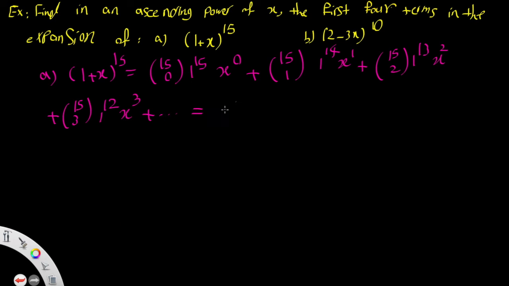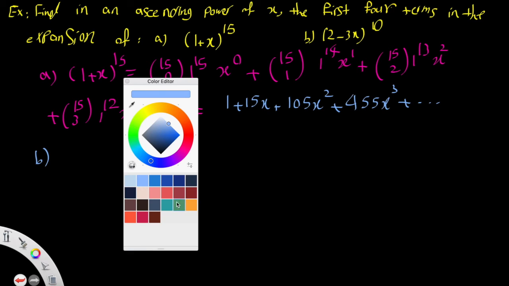which we don't need to write. Now it simplifies to 1 + 15x + 105x² + 455x³ plus the rest of the terms that we don't need.